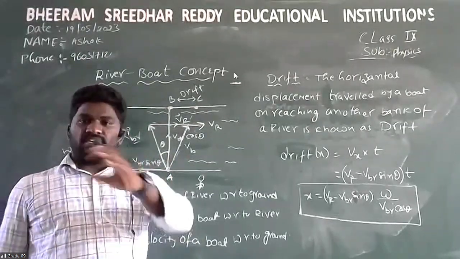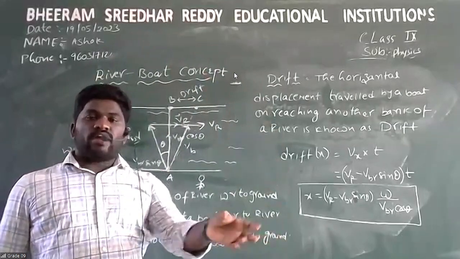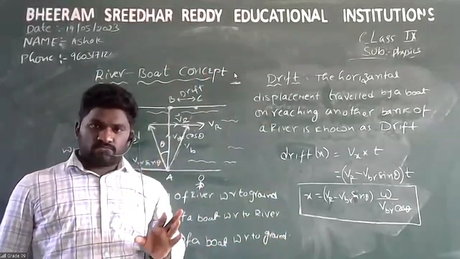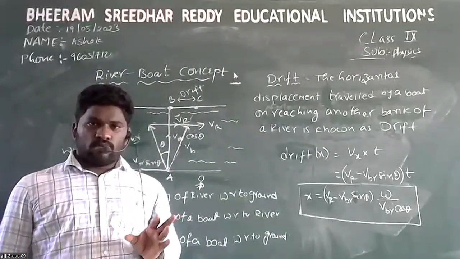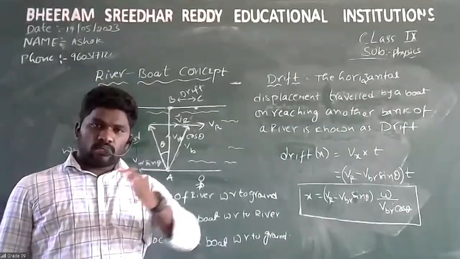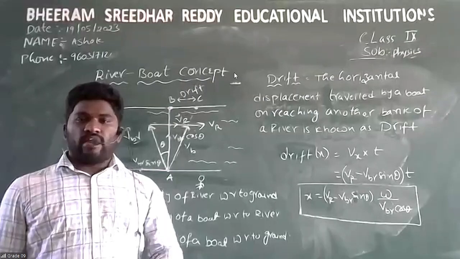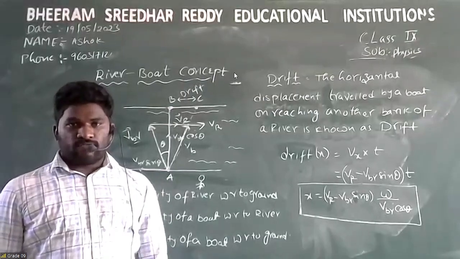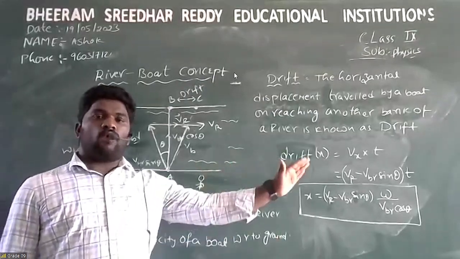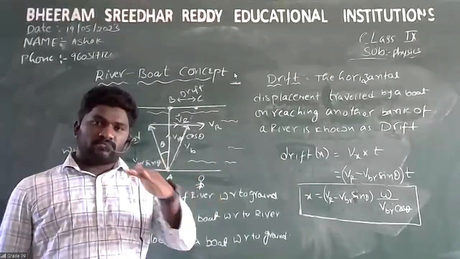Motion of an object under the earth's gravity, we take it as range. Range is completely related to projectiles. Projectile means those which are moving under the earth's gravitational force. Drift means on water, on a moving body.